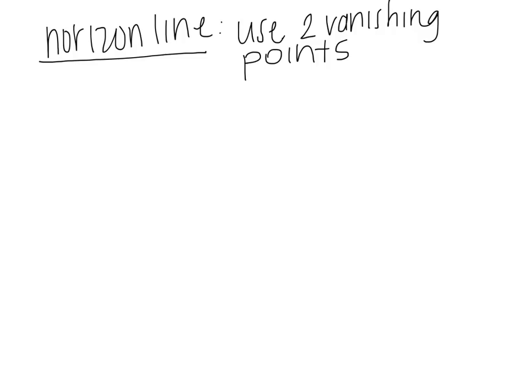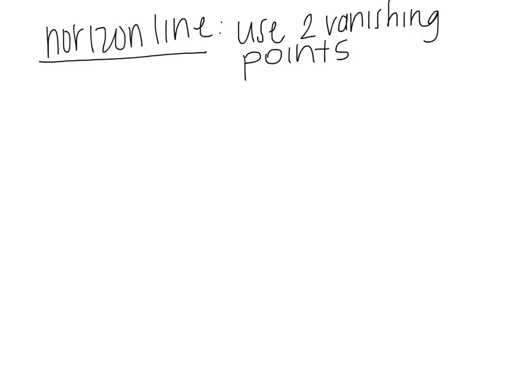Let's try this again, but now we're going to try a 2-point perspective drawing, so where I could see it from 2 different faces. And when we do this, we're going to have to use something called a horizon line. And this is just when I'm going to use 2 vanishing points rather than just 1. So we're going to start creating a 3-dimensional figure.